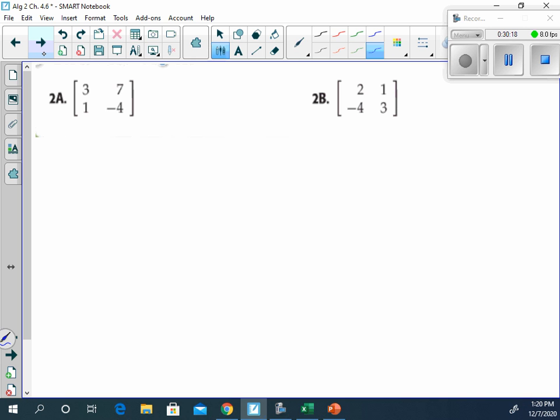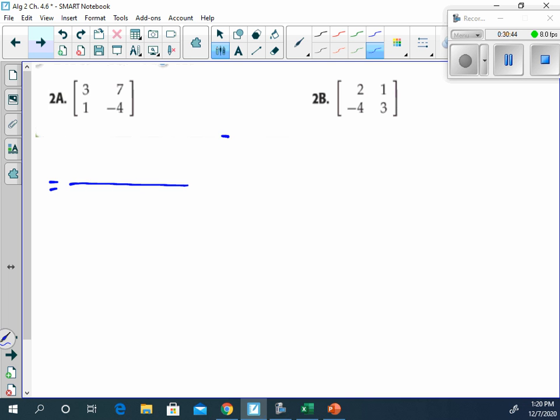Let's look at one more. Do you all want to look at 2A or 2B? 2A or 2B? 2B or not 2B? That is the question. 2A. So we'll look at 2A here.